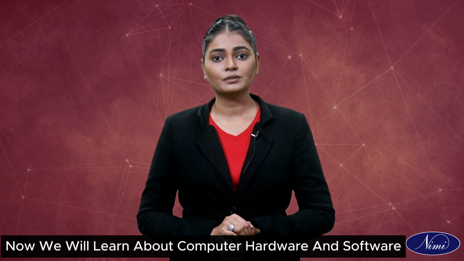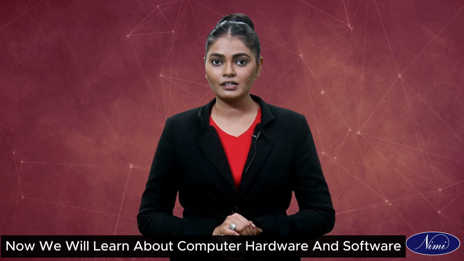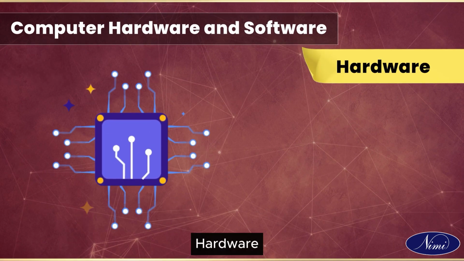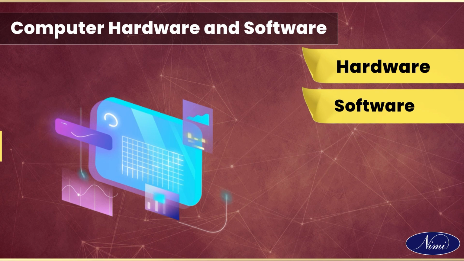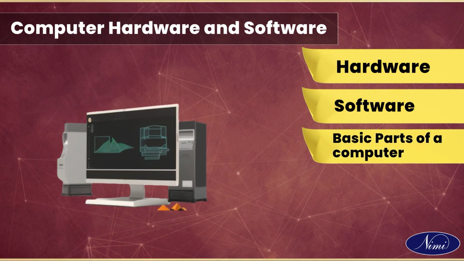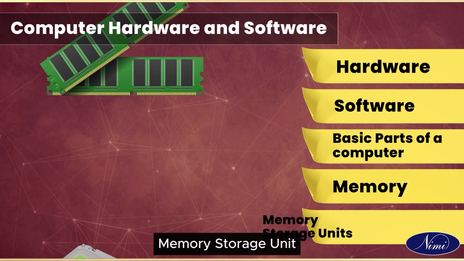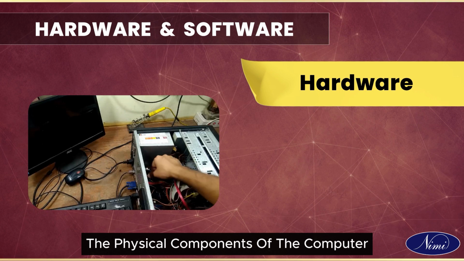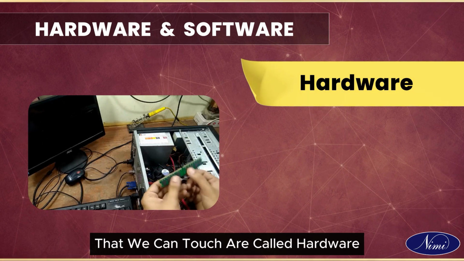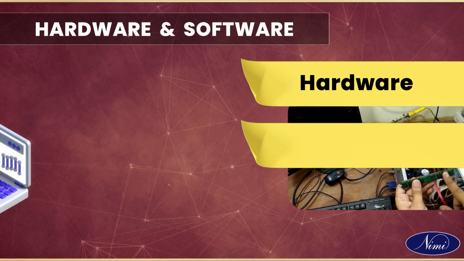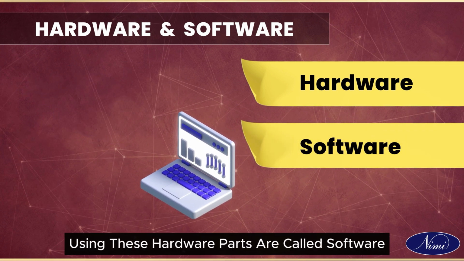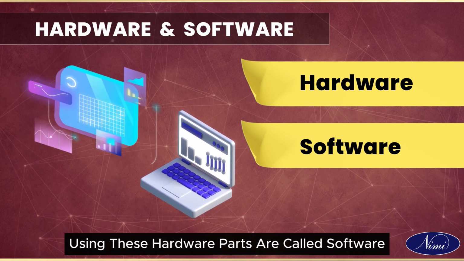Friends, now we will learn about computer hardware and software. This section includes hardware, software, basic parts of computer, memory, memory storage unit. Hardware. The physical components of the computer that we can touch are called hardware. Software. The set of instructions or programs that make the computer function using these hardware parts are called software.